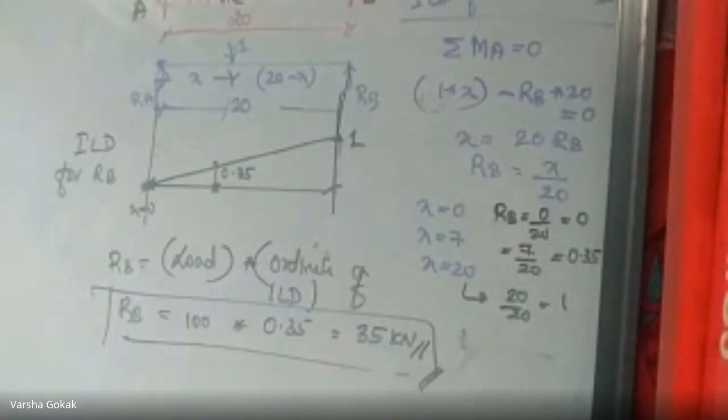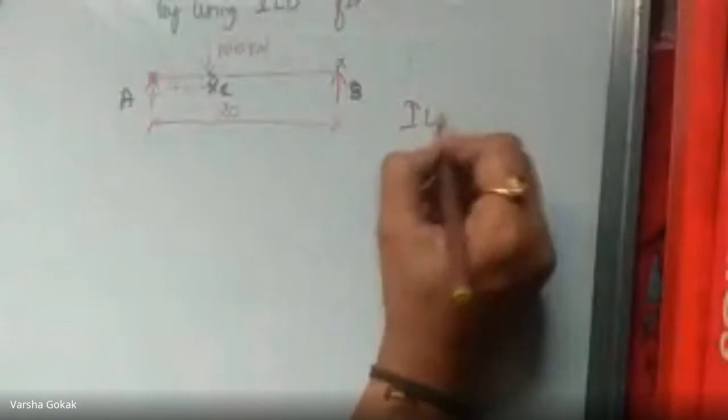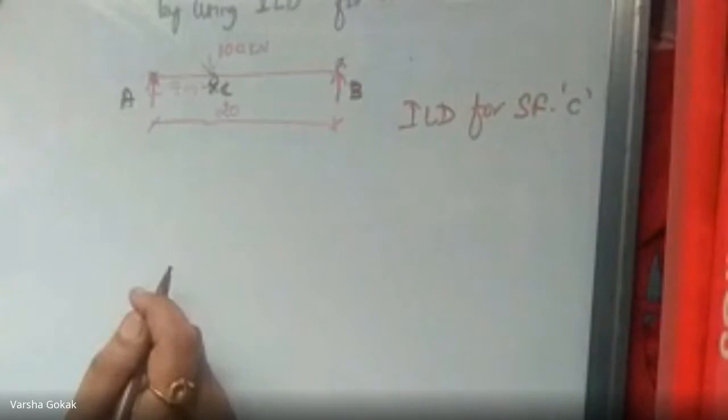Next, we have to calculate, these both are what? Reactions. Next, we have to calculate what? The shear force at C, and then the maximum moment and all, right? Next, I hope this part is clear. We have to draw the ILD for shear force at point C. Okay, so when we are drawing the shear force at C, how do we calculate now?